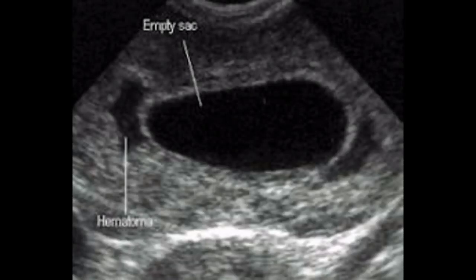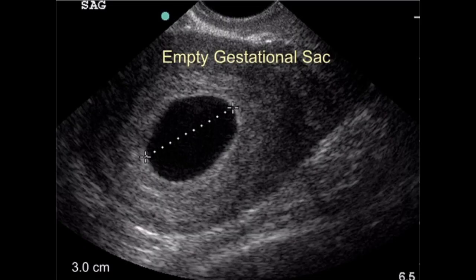The blighted ovum, also called an anembryonic pregnancy, occurs when an early embryo never develops or stops developing, and it is resorbed and leaves an empty gestational sac. The reason this occurs is often unknown, but it may be due to chromosomal abnormalities in the fertilized egg. Blighted ovum usually occurs early in pregnancy, sometimes before you even know you're pregnant.